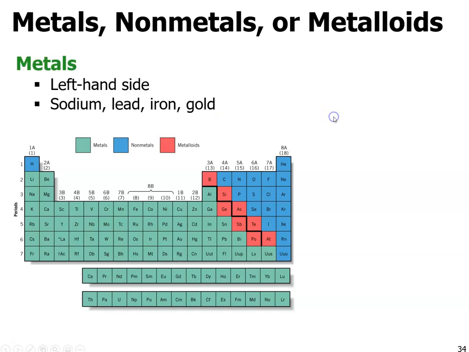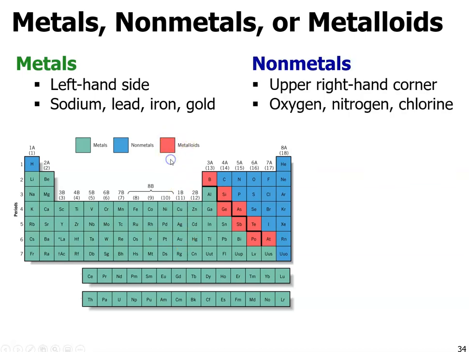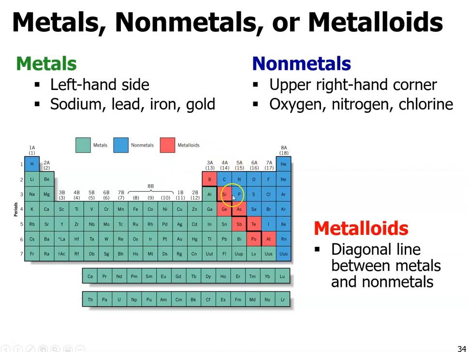So we have metals on the left side, examples of sodium. Here, lead, Pb, which is found right here. Iron, Fe, gold, Au. So these are all different types of metals. Non-metals are on the upper right, and include oxygen, nitrogen, chlorine. Metalloids are kind of that diagonal strip between. Boron and astatine are 2 examples of that.